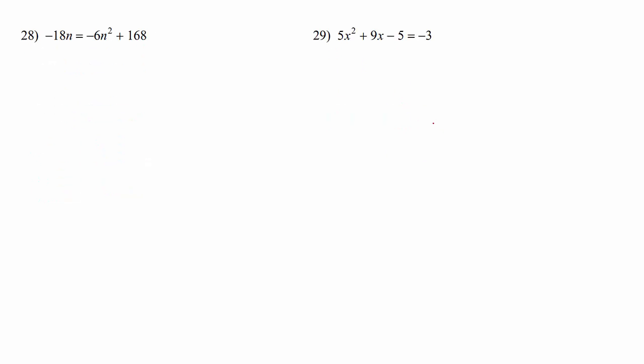Now we need to put things in standard form on one side of the equation, and we want n squared to be positive, so I'm going to move them over to the left, even though that might seem like more work. When we move them, we switch the signs, so this will be 6n squared. We're going to put the negative 18n next, and then subtract 168.